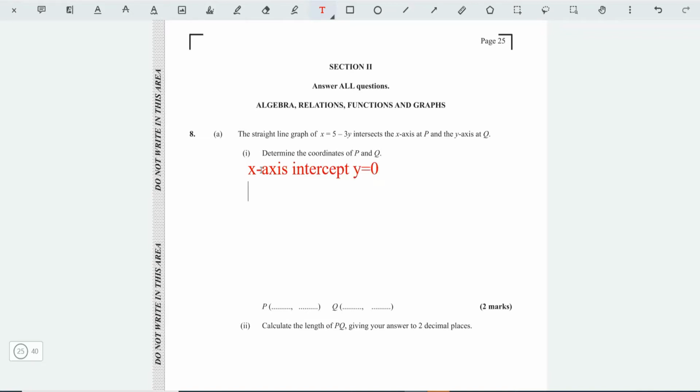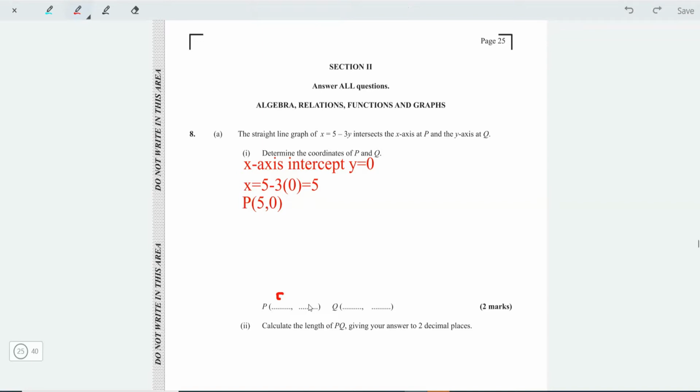So when you put y equals 0, you'll get x equals 5 minus 3 times 0, and that does work out to be 5. So that means the coordinate of P is going to be the x value of 5 and the y value of 0. So P is (5, 0). The next thing we need now is for Q.